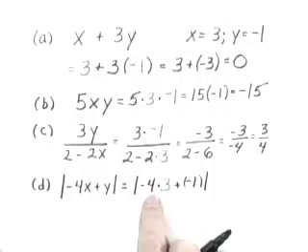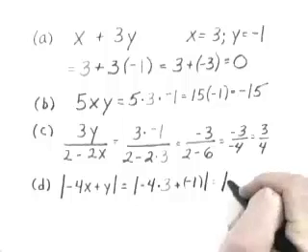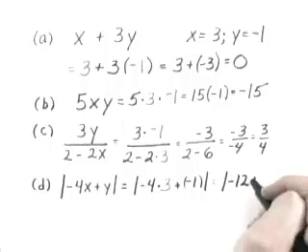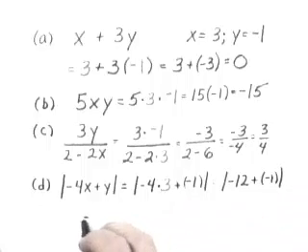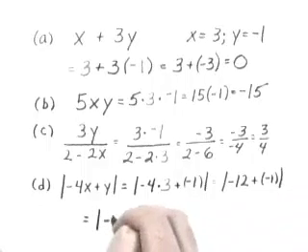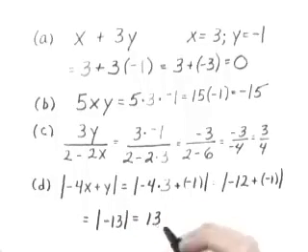Performing the multiplication first, negative 4 times 3 is negative 12, and then plus negative 1. Negative 12 plus negative 1 is negative 13. The absolute value of negative 13 is 13.